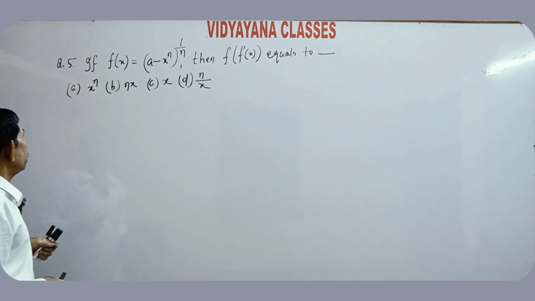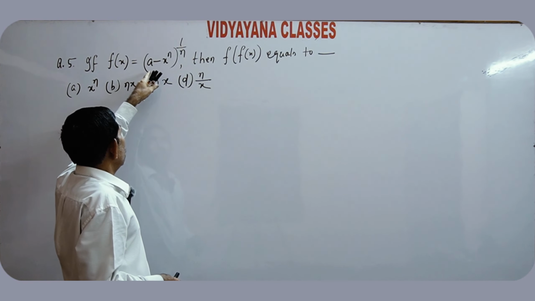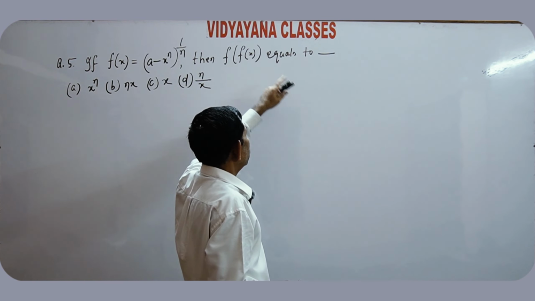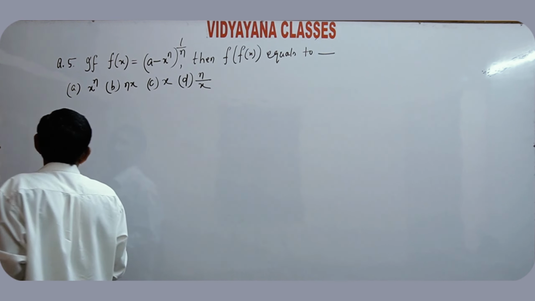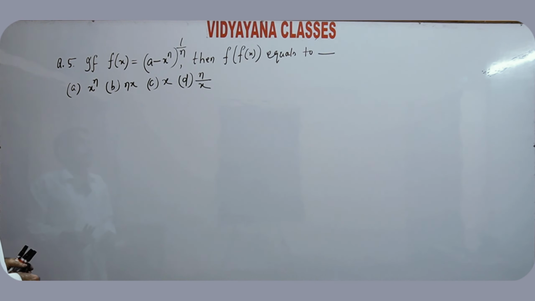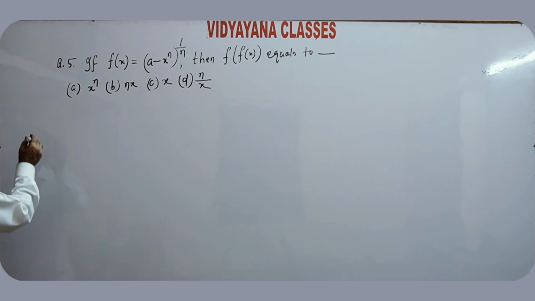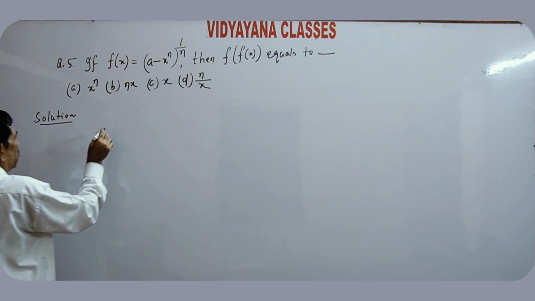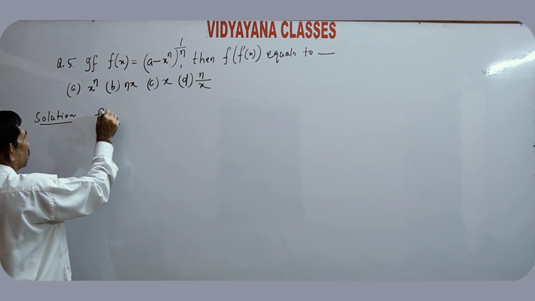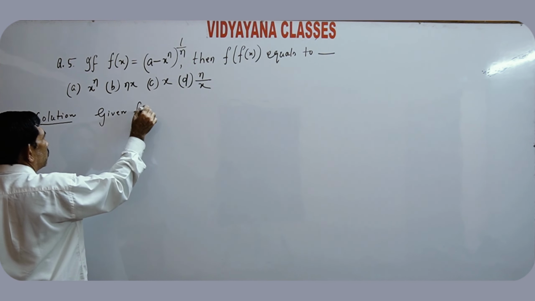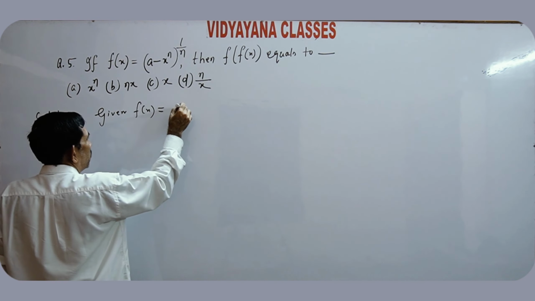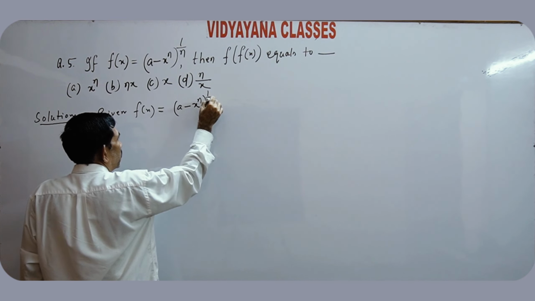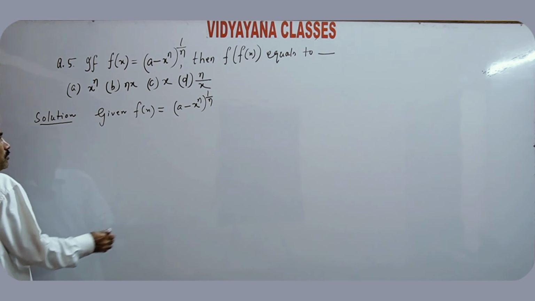Next, question number 5. If fx is equal to (a minus x to the power n) whole to the power 1 by n, then f of fx equals to dash: x to the n, nx, x, n by x. Solution. Given fx is equal to (a minus x to the n) whole to the power 1 by n.